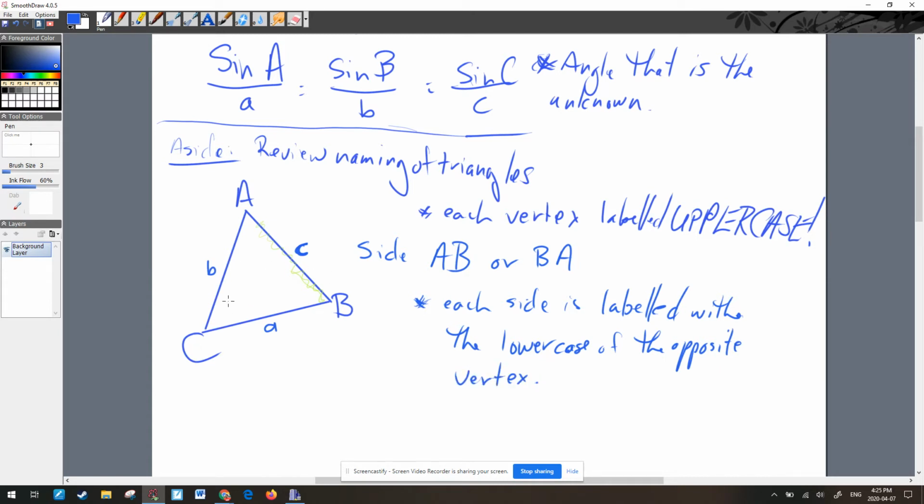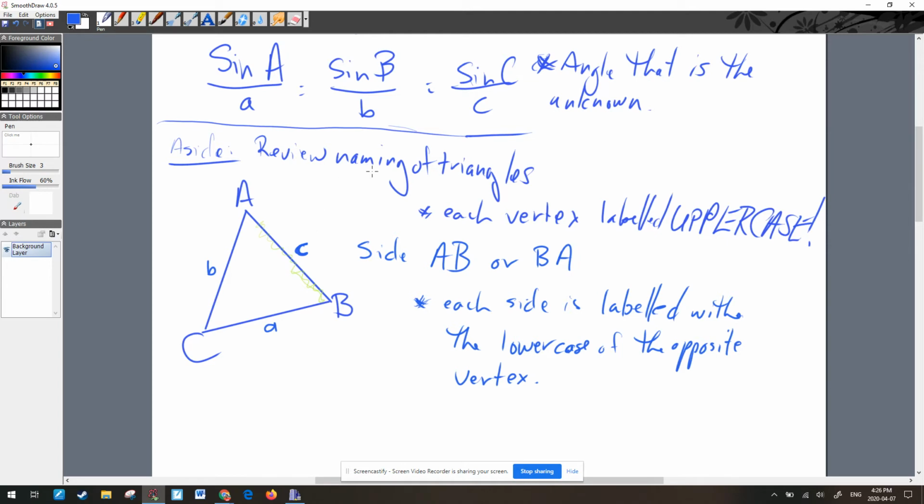So if this is C, this is c. This is B, this is b. This is A, this is a. And that way, if we said, oh, side CB, you could say, well, yeah, side a, right? And it's just more efficient. That way we just have one variable when we have to name a side as opposed to having two variables. So that's really, really important.